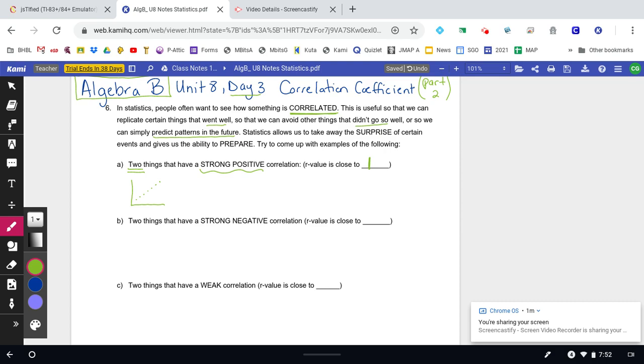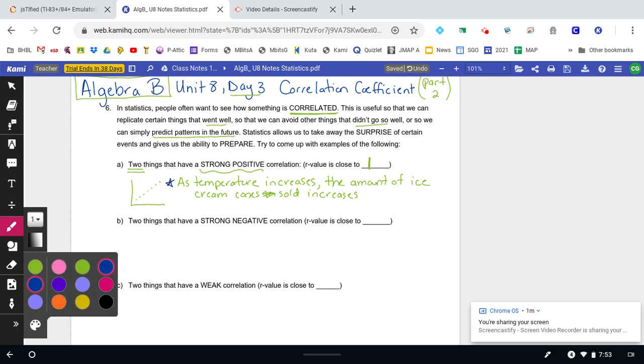All right, so one easy example might be something like as the temperature increases, the amount of ice cream cones sold increases. All right, there's one possible example. All right, I want you to try to think about another example.